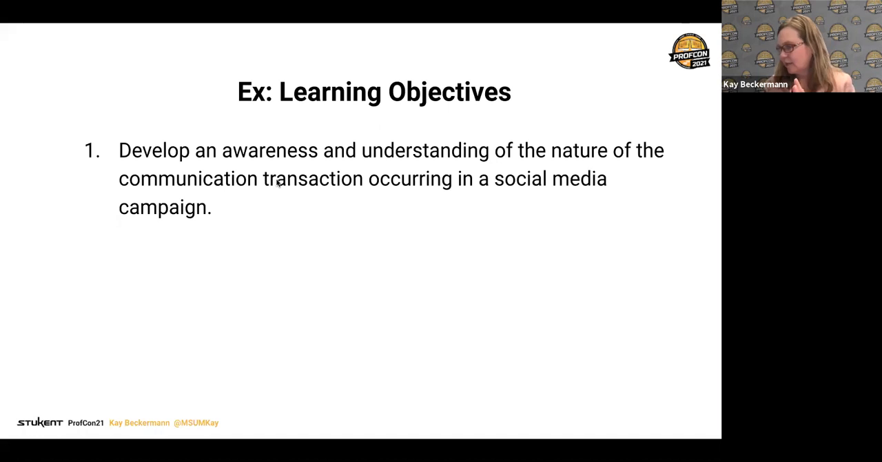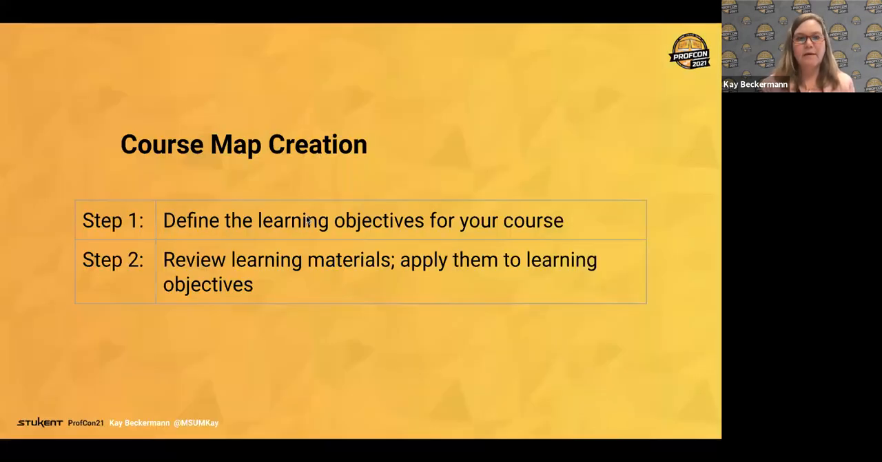So let's talk about the course map. The first step is looking at your learning objectives. Here is just one learning objective that I have in my social media campaigns course. The second step is review your learning materials and then apply them to your learning objectives.